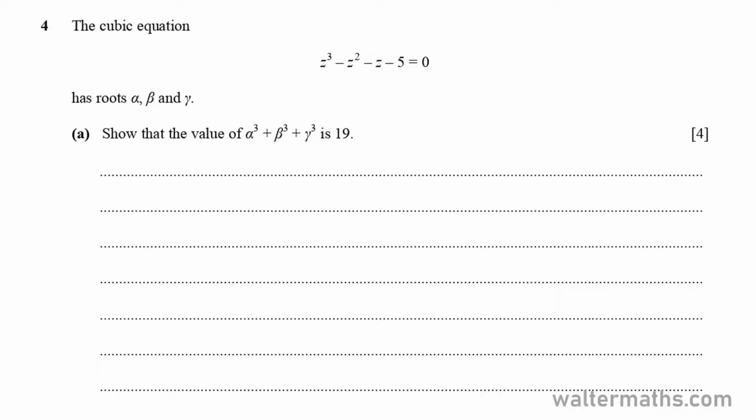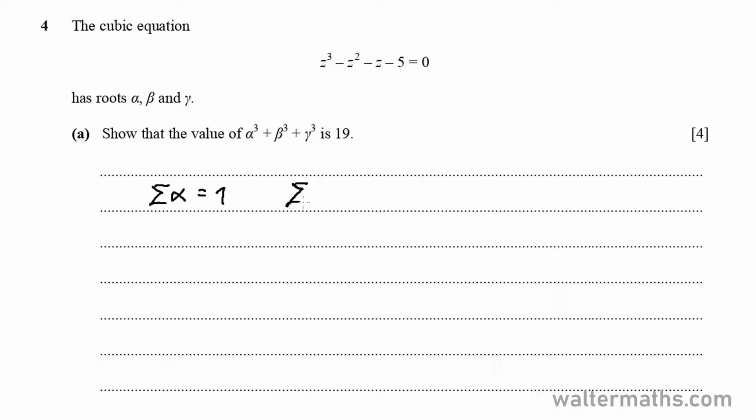Question number 4. The cubic equation z cubed minus z squared minus z minus 5 equal to 0 has roots alpha, beta, and gamma. On part A, show that the value of alpha cubed plus beta cubed plus gamma cubed is 19. So here I'll start by finding for this cubic polynomial equation the sum of roots, which in this case is minus b over a. So that's minus 1 over 1, which is 1.